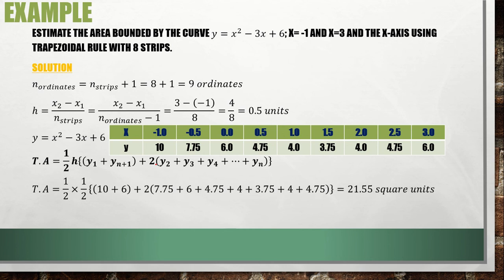And from each of that, you'll end up with 21.55 square units. Basically, substitute each and every one of these into that. So you start counting from here: this is y1, this is y2, y3, y4, up to 6, which will be y9. That's basically that, and the total area will be 21.55 square units.